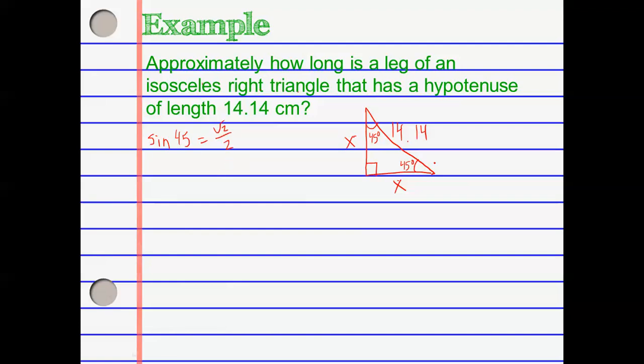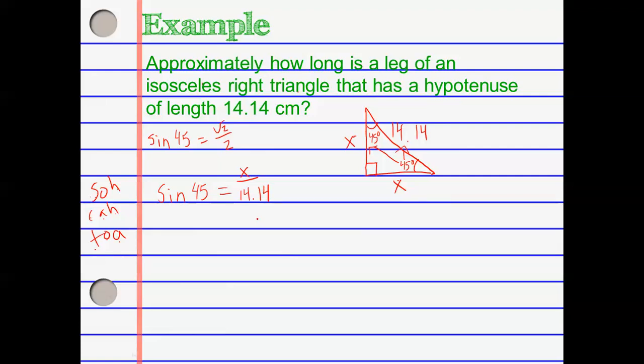Okay, so there's several ways you can do this. Because if we wanted to, remember SOHCAHTOA, okay? Just want to beat that in. SOHCAHTOA. Sine is opposite over hypotenuse, cosine is adjacent over hypotenuse, and tangent is opposite over adjacent. So here if we have sine, opposite is x, hypotenuse is 14.14. So we have sine 45 equals the opposite, so that's x, over 14.14.